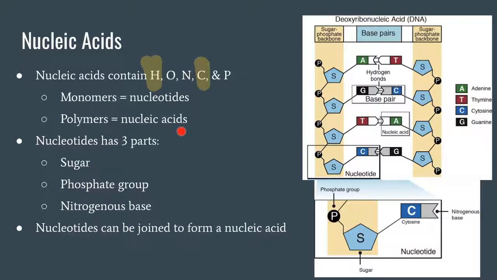With nucleic acids, I can see that their monomers are going to be nucleotides and their polymers are nucleic acids. So that's pretty easy to keep track of. Nucleic acids, polymers, nucleic acids. A nucleotide, which is a monomer, is made up of 3 parts, and that's a sugar, a phosphate group, and a nitrogenous base. So I can see my sugar here, my phosphate group is the P, and then I have my nitrogenous base. So nucleotides can be joined together to form nucleic acid, like we see up here.